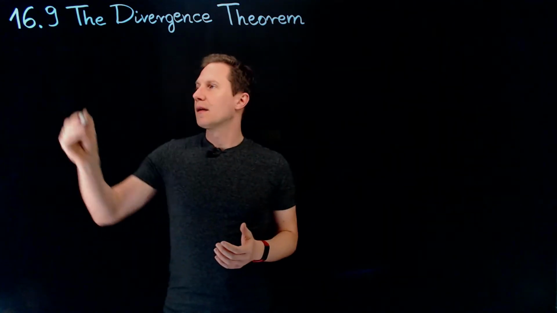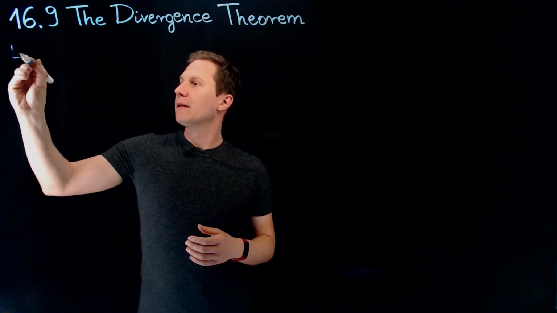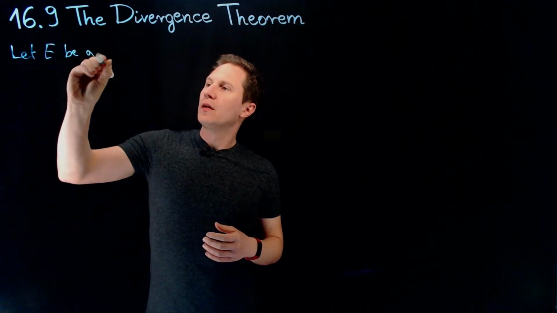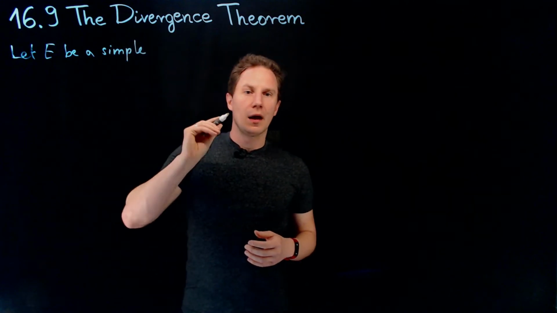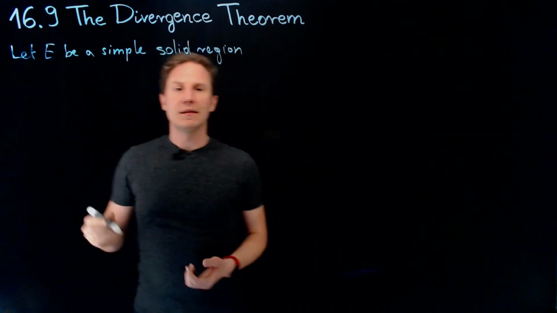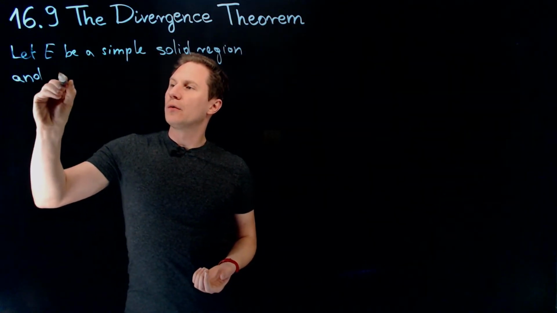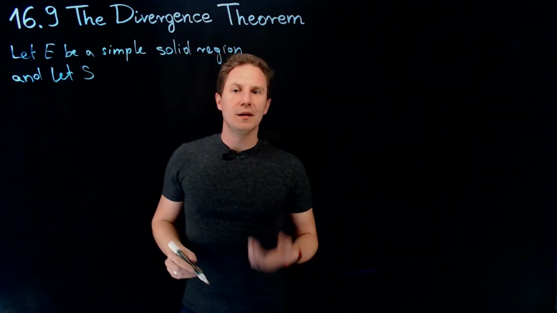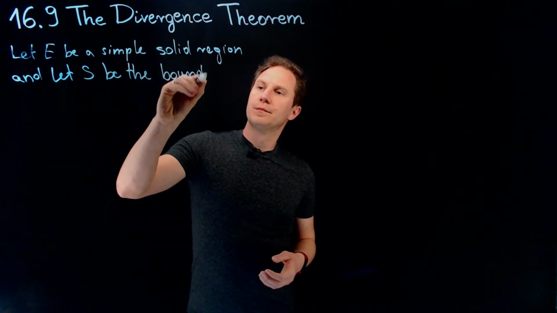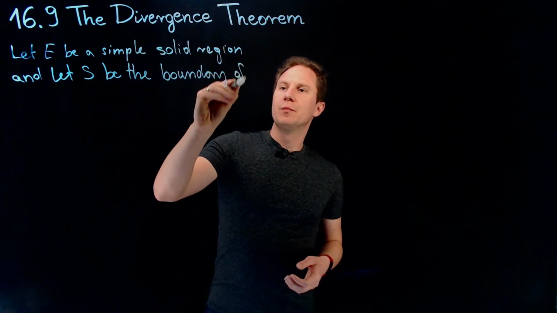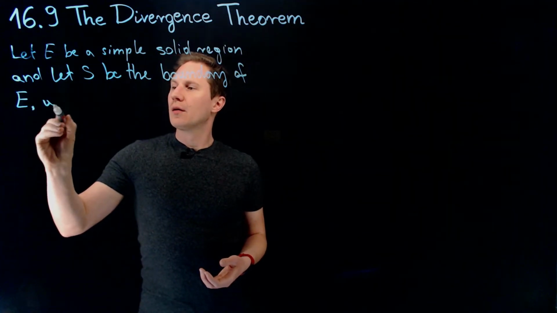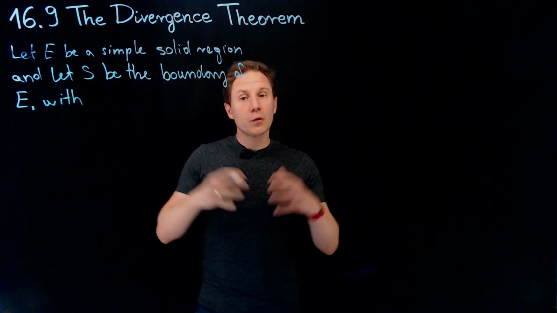So let me state the theorem, the divergence theorem. So let E be a simple solid region in space, and let S denote the boundary of that region, so the boundary surface of E. Now, with a positive outward orientation.